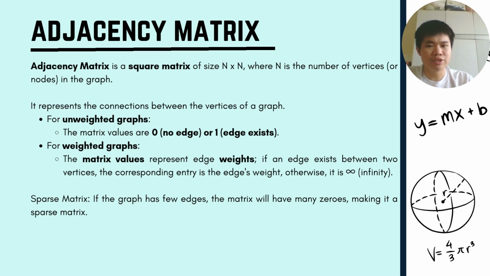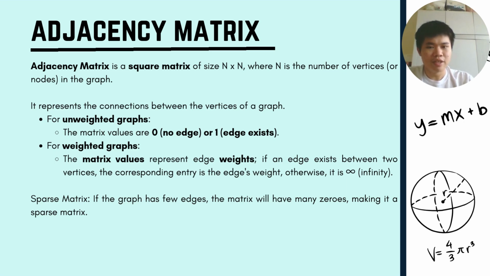Adjacency matrix is a square matrix of size n by n, where n represents the number of vertices or nodes in the graph. Adjacency matrix can be used to represent the connections between the vertices of a graph. For an unweighted graph, the matrix values are either 0 or 1. 0 represents there is no edge between the vertices, while 1 represents that an edge exists between the vertices.